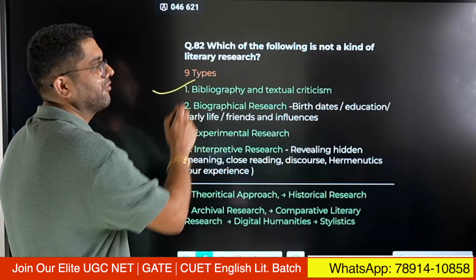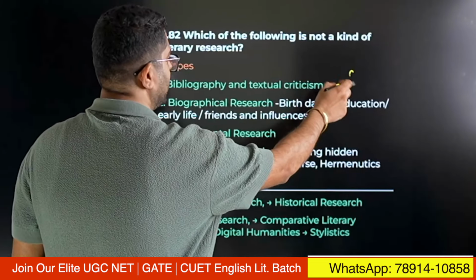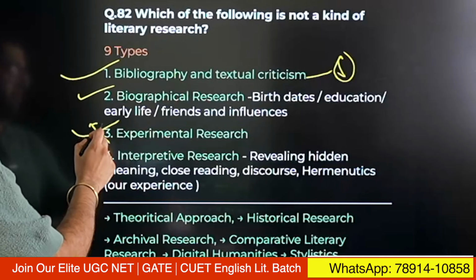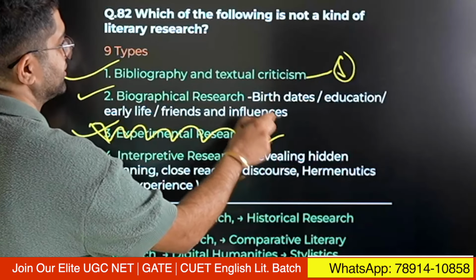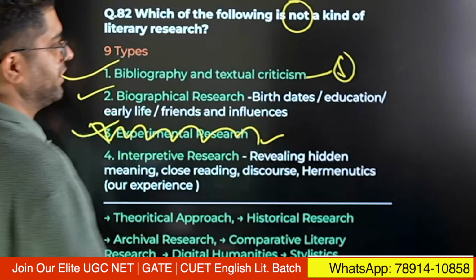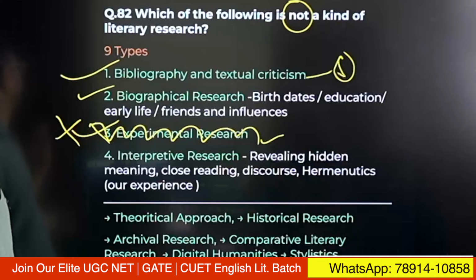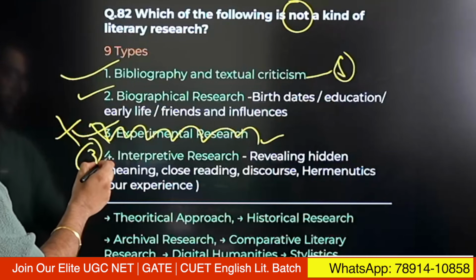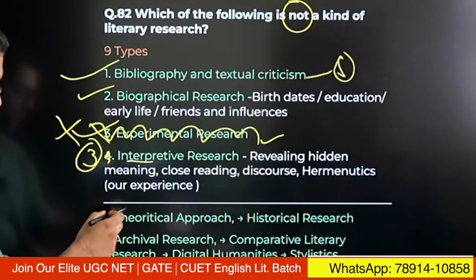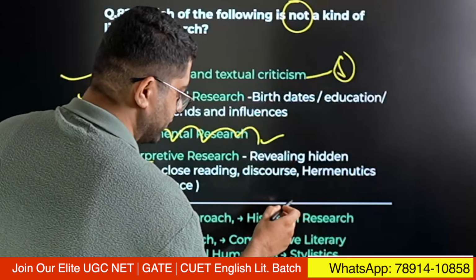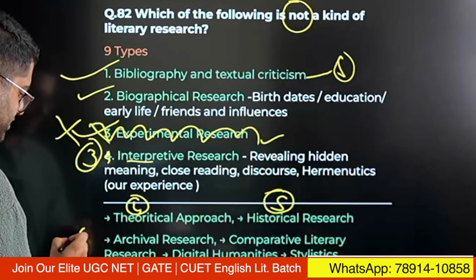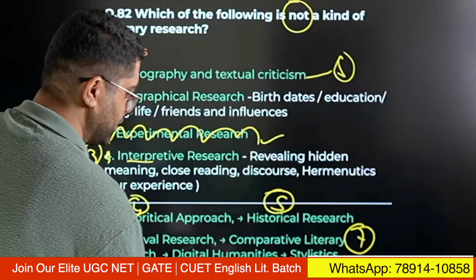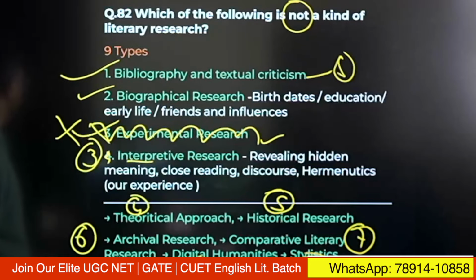We have already discussed bibliography and textual criticism, which has 5 types. The next one is biographical research. The next one is experimental. Yes, experimental research is not a part of it. So this is the right answer. Which of the following is not a kind of literary research? Experimental research is not a kind of literary research. So these are the first 2, and interpretive research becomes 3. Theoretical research is 4. Historical research, 5. Archival research, 6. Comparative literary research, 7. Digital humanities, 8. Stylistics, 9.